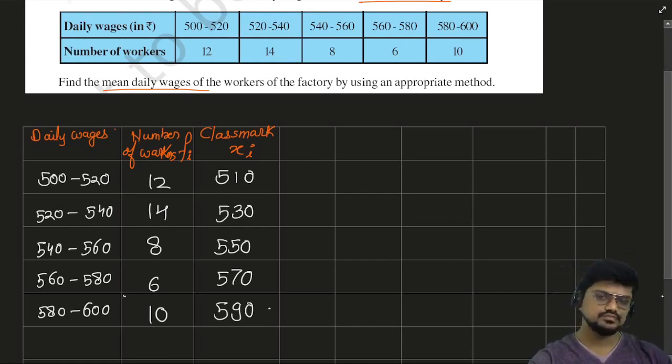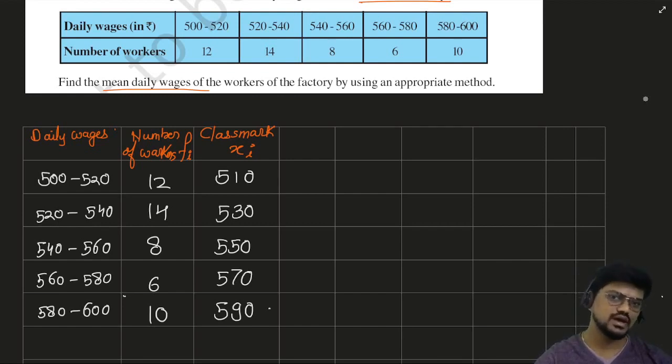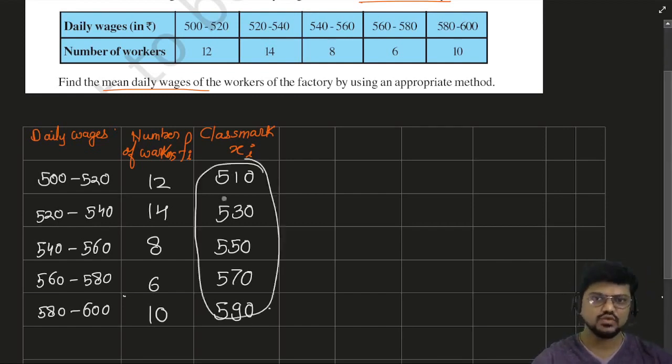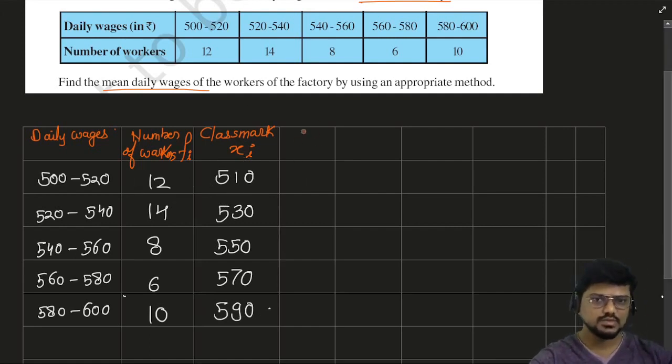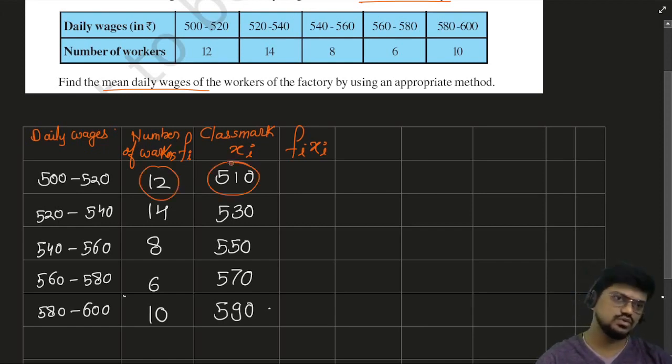Now once you get this, we'll be using an assumed mean method, or you can say the shortcut method or a step deviation method in this. Why? Because the values of xi are huge. If you multiply xi into fi, it will give you a very big value. If we use the direct method, multiplication of these numbers will be huge, yes or no? So better is we will be using a shortcut method or a step deviation method, right?